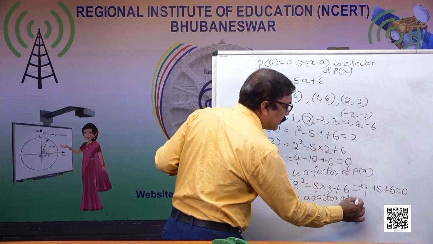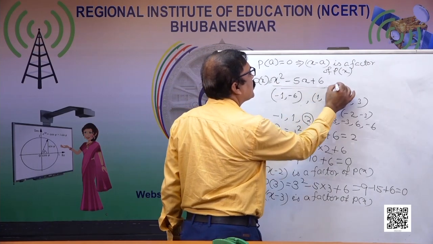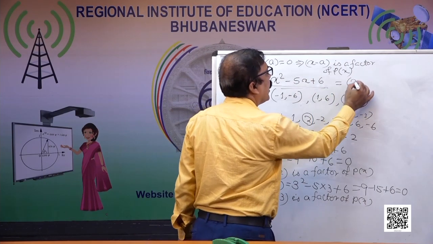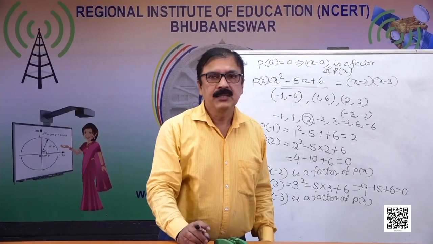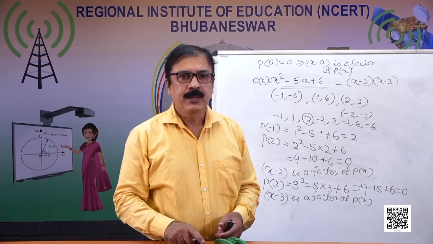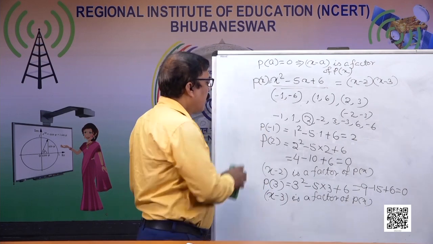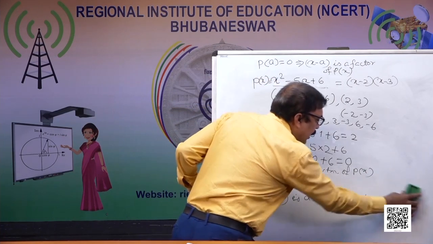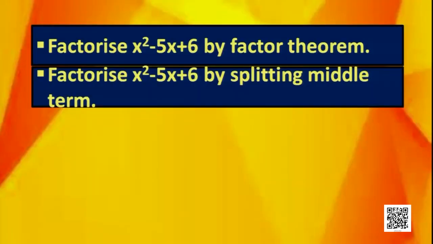factor of px. From this, we can write that x square minus 5x plus 6 is equal to x minus 2 into x minus 3. This is the process in which we use factor theorem to factorize the polynomial. Let's see another way to solve this. How to solve this again? We shall use the splitting of middle term to solve this. And we'll verify whether what we have done is right or wrong.